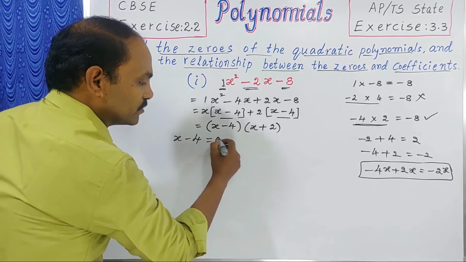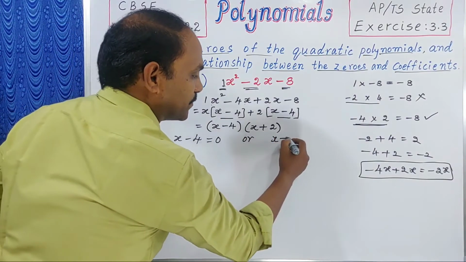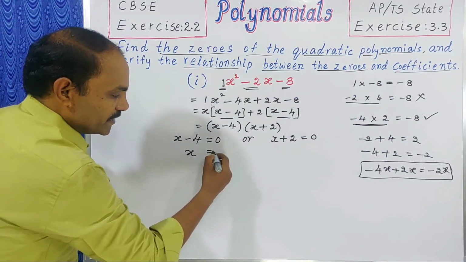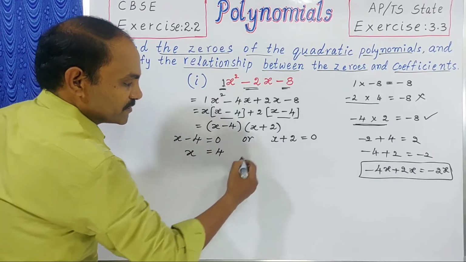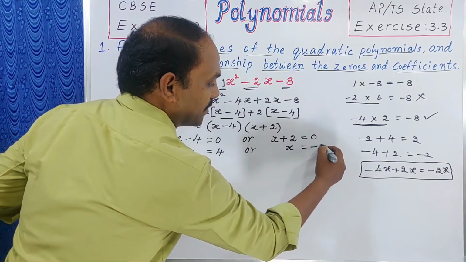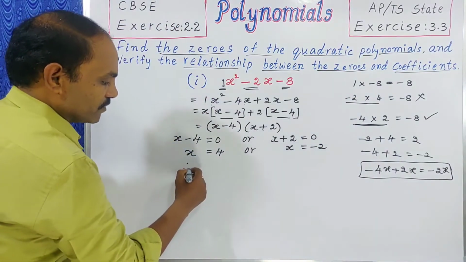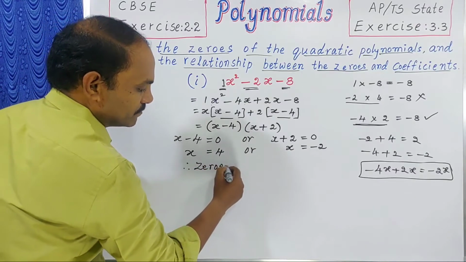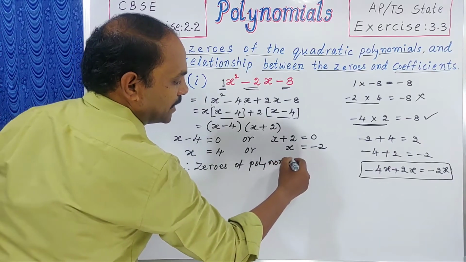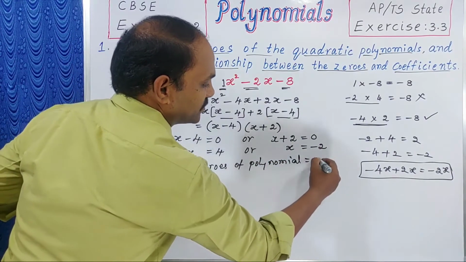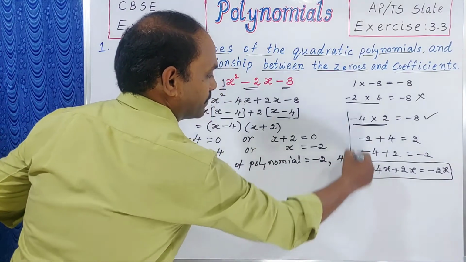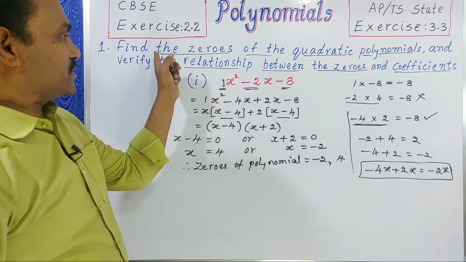x minus 4 equal to 0 or x plus 2 is equal to 0. x is equal to, by transposition, minus 4 becomes plus 4, or x is equal to plus 2 becomes minus 2. Therefore, the zeros of the polynomial are, first we should write the smaller number and then the greater number. Now the first part is completed.